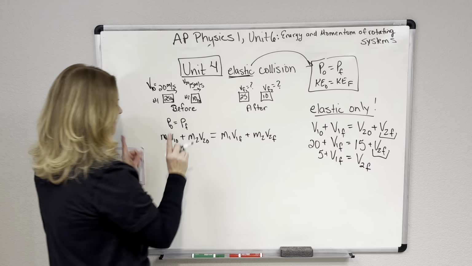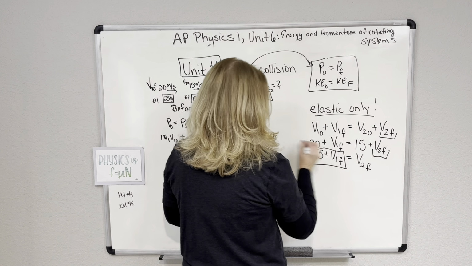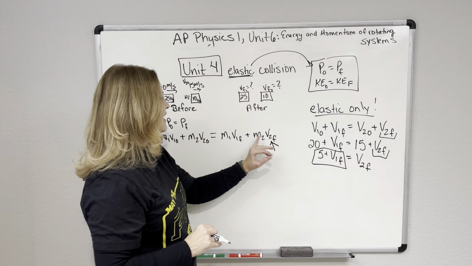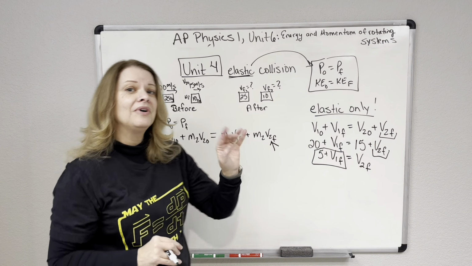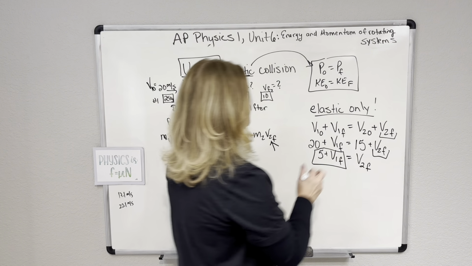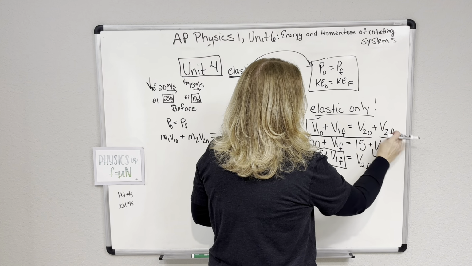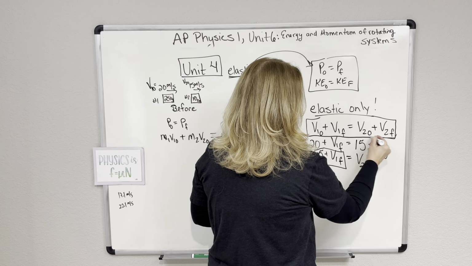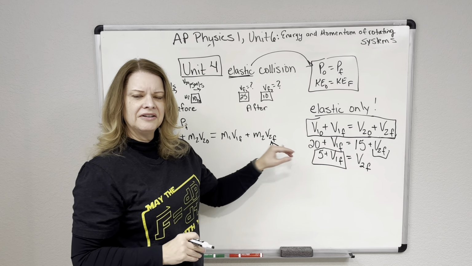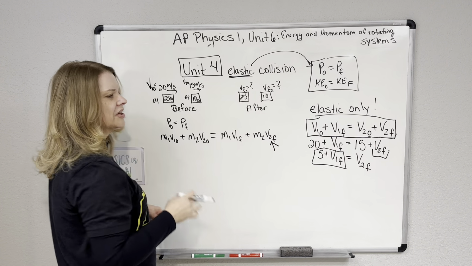Okay, so now what can I do with this? I can take this little expression and plug it in here for cart 2's final velocity. And now I will be down to only one variable that I can solve. So I'm using this beautiful little equation we have here to give me an expression for that second cart's final velocity, and I can plug it in here and I'll be down to one variable. We love that. I'm just going to go ahead and start plugging and chugging here.